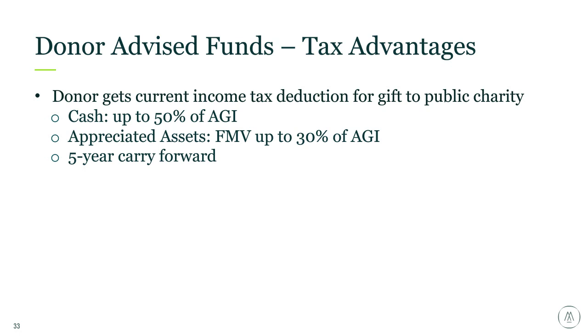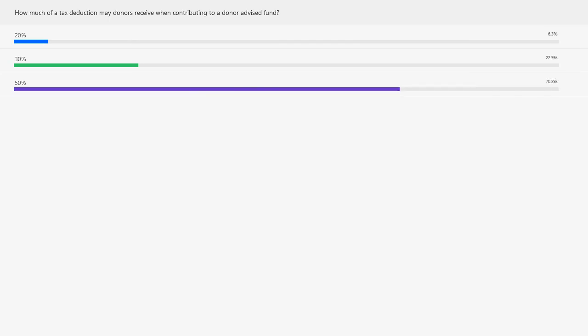Okay, last polling question. How much of a tax deduction may donors receive when contributing to a donor-advised fund? And I know we're running out of time, so I'm going to give this just a few seconds. I'm going to close the poll. And most of you are right. Donor advised fund donors can get up to a 50% deduction with that.